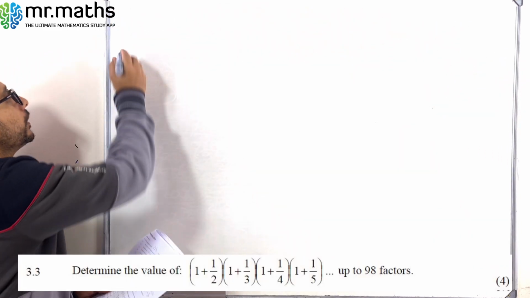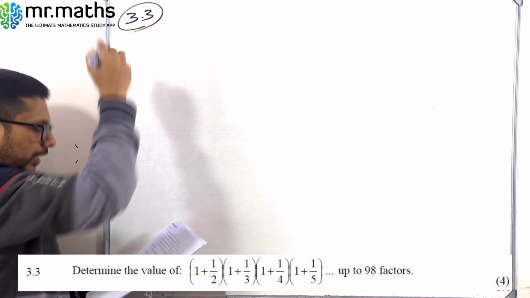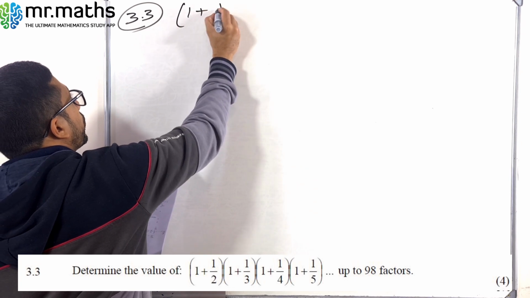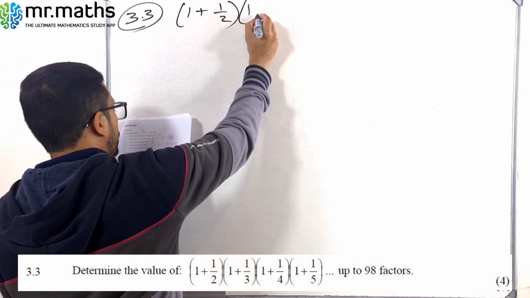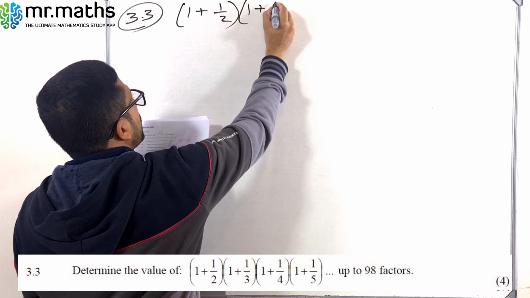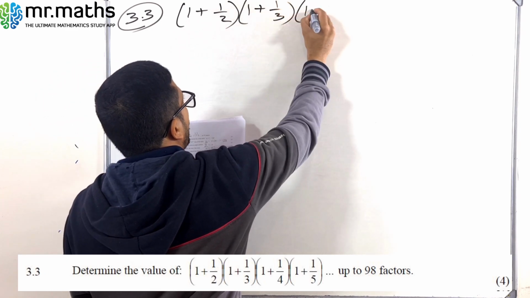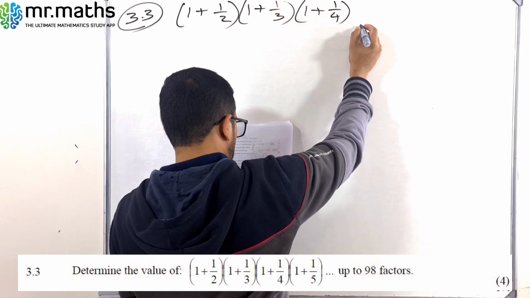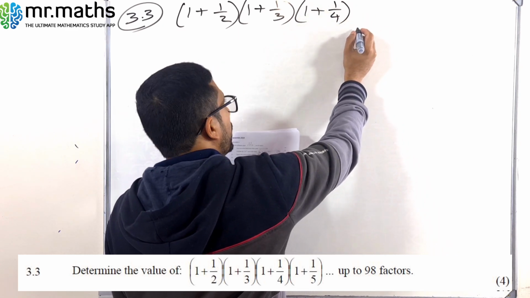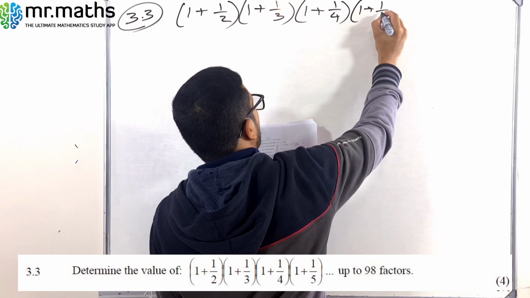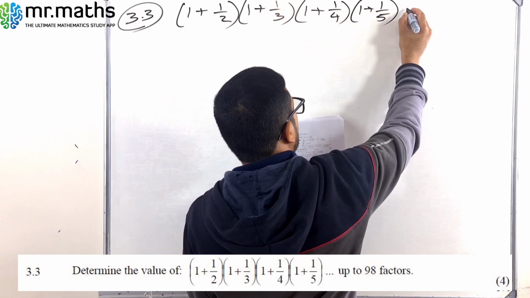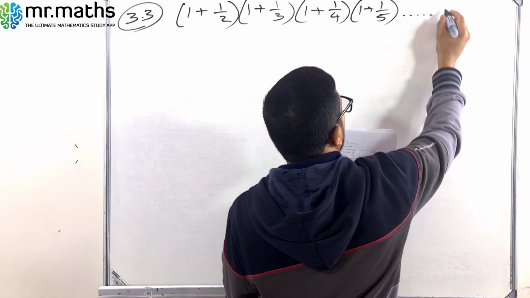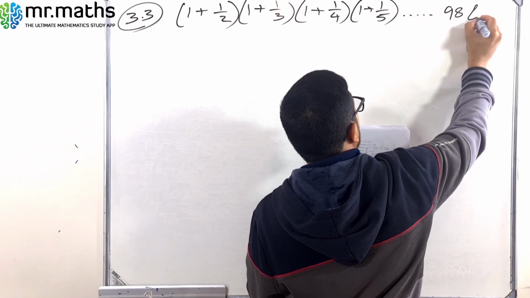Question number 3.3. What is that question? Determine the value of (1 + 1/2) × (1 + 1/3) × (1 + 1/4) × etc., or (1 + 1/5), let's write one more time, × etc. like that up to how many factors? 98 factors.